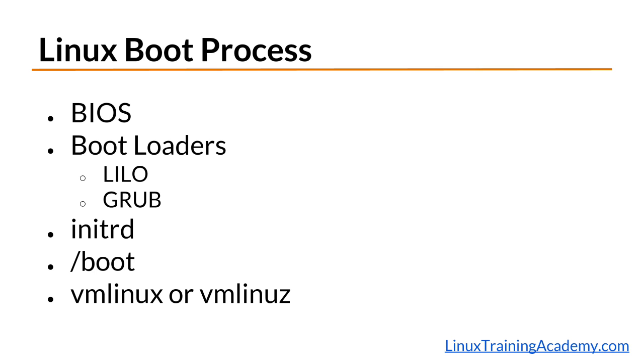There are two primary Linux bootloaders. The first one is Lilo, which stands for Linux Loader. The next one is Grub, which stands for Grand Unified Bootloader. Grub has replaced Lilo at this point, but you may run into some old Linux systems that still use Lilo.